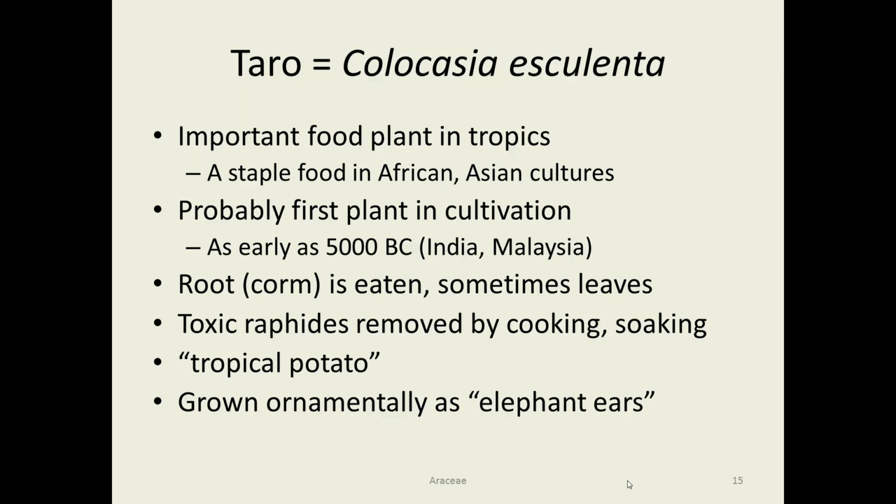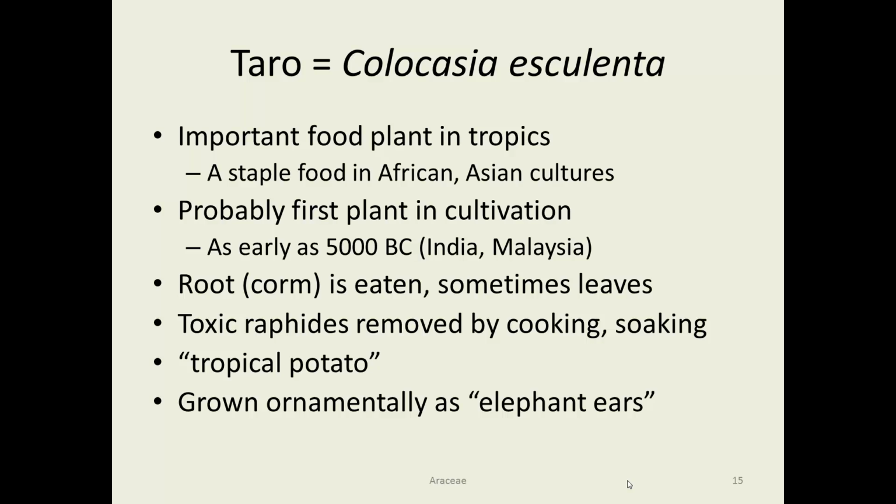It's probably the first plant that was ever cultivated. Cultivation means actually intentionally planting it, encouraging it to grow, and then harvesting it. And there's evidence as far back as 5,000 years ago, in India, Malaysia, some of those areas, that people were eating this plant and cultivating it intentionally.